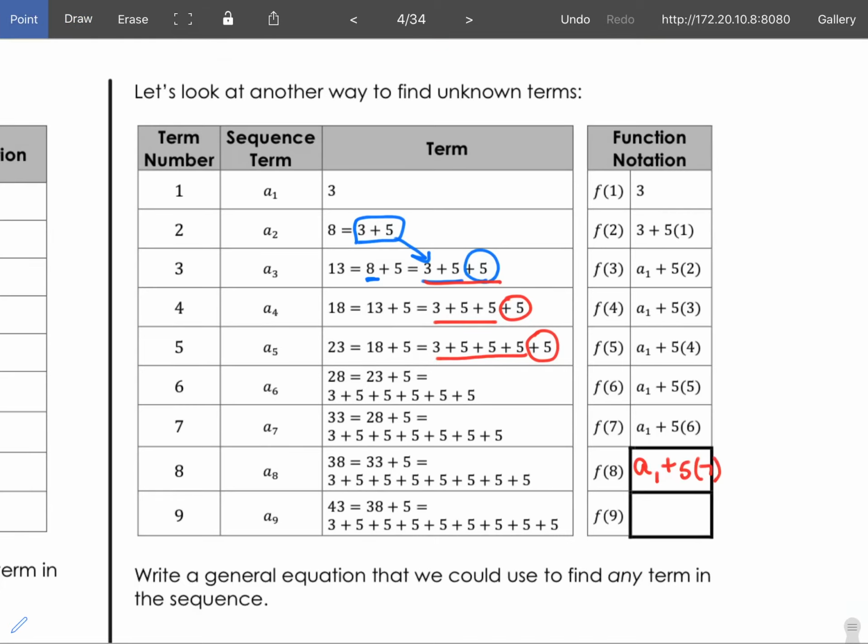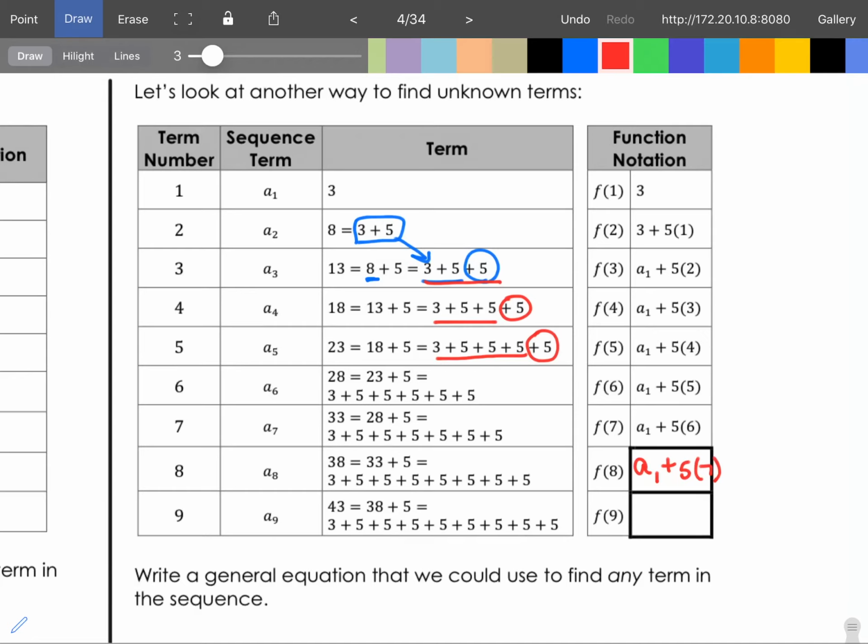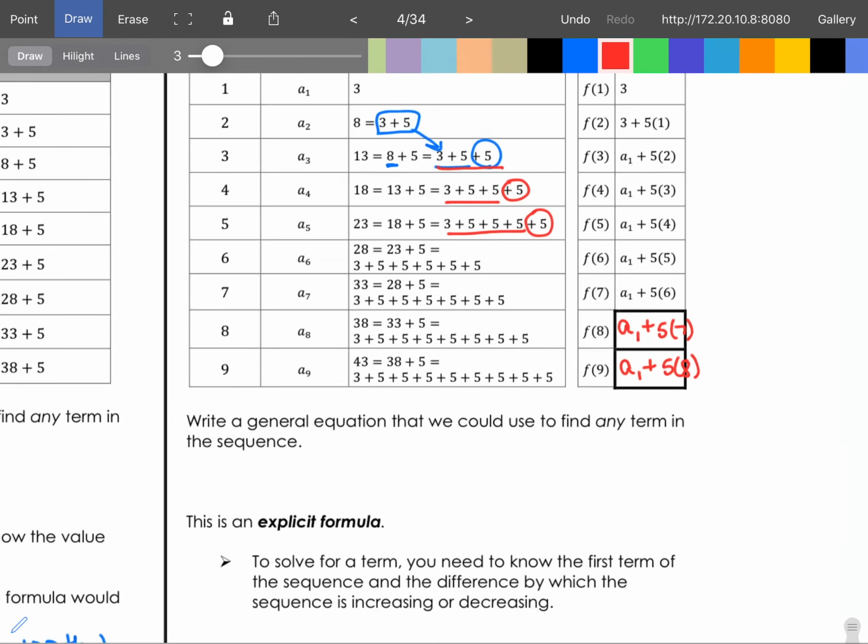Now you might be saying, well, what's this a sub 1? That is our 3 here, okay? That's the 3 that can keep carrying down. And so then we end up down here with a sub 1 plus 5 times 8. And so write a general equation that we could use to find any term in the sequence. Well, in order to do that, we would write a sub n is equal to, now that 3 was what stayed constant all the way down. That is my first term. The way we write first term is we write a sub 1. And then we were adding 5 each time.